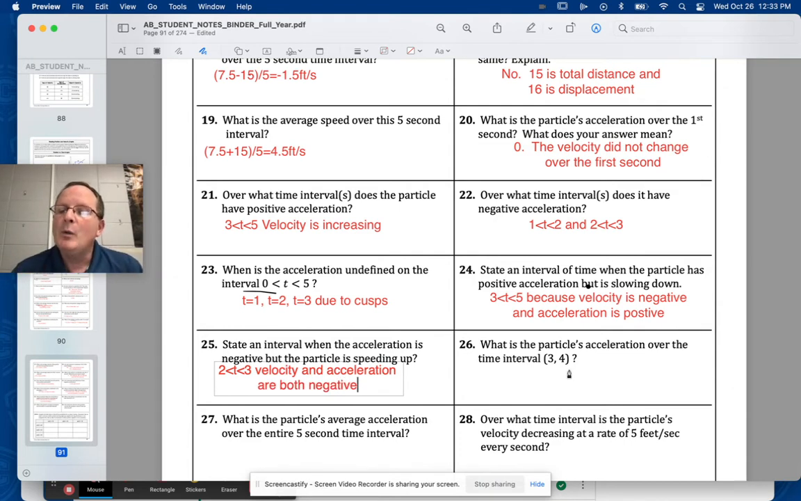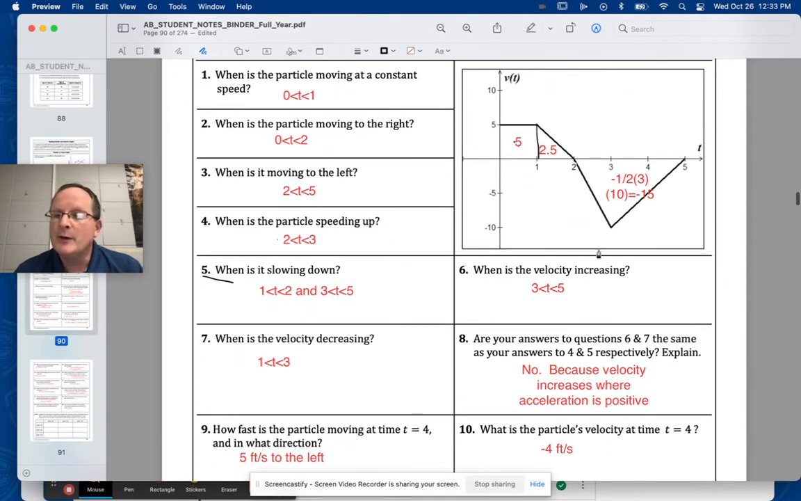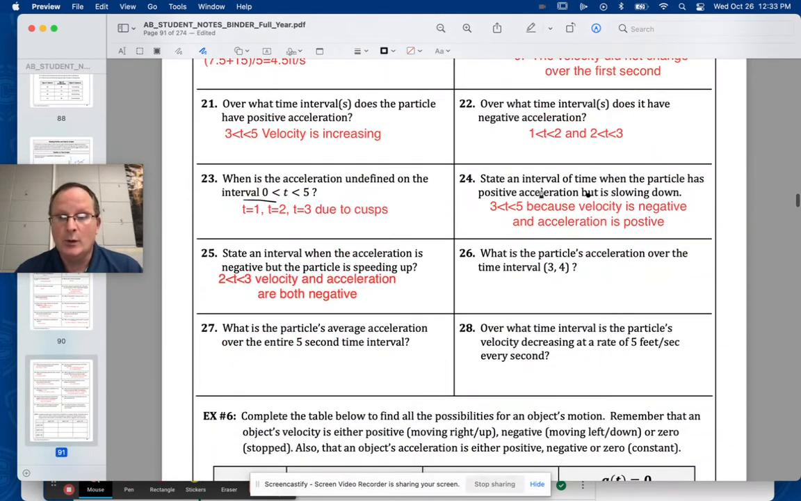What is the particle's acceleration over the time interval 3 to 4? In other words, what is the slope from 3 to 4? It looks like my rise is 10 and my run is 2. So 5, right? Anytime you're asked for acceleration and you're given the velocity curve, it is asking you for slope.